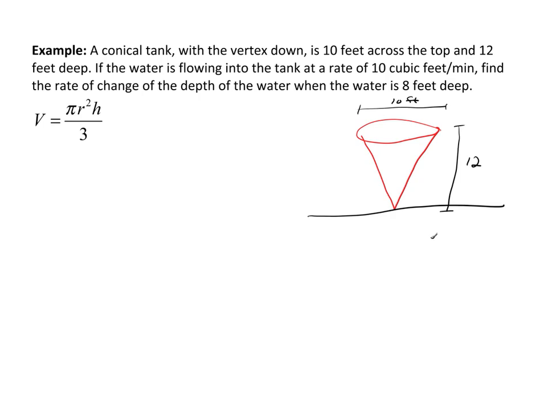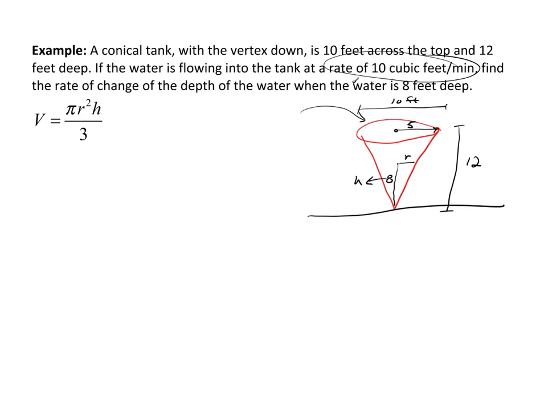And let's see, I want to find the rate of change when water is 8 feet deep. So at some point, I'm going to have this as being 8. This is some radius, and this is some other radius. And actually, this other radius, I know what this is. This is 5. Now, this 8 is actually h, and h is changing as the water is pouring in.